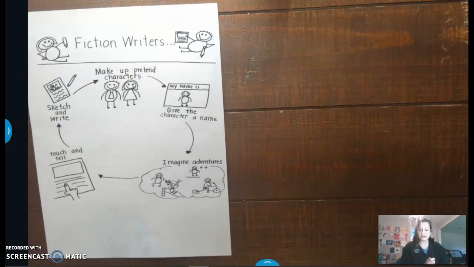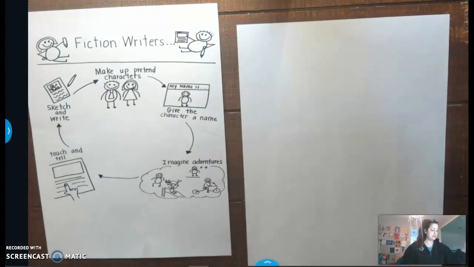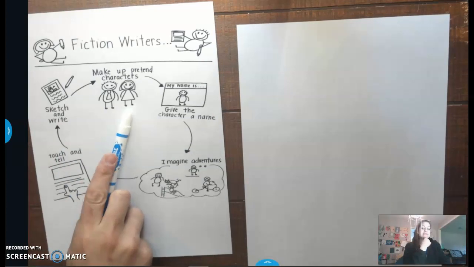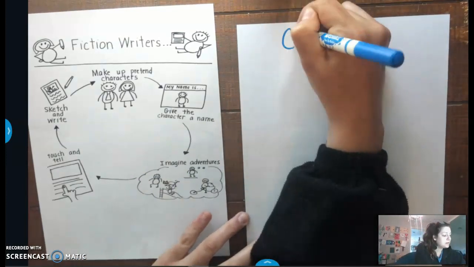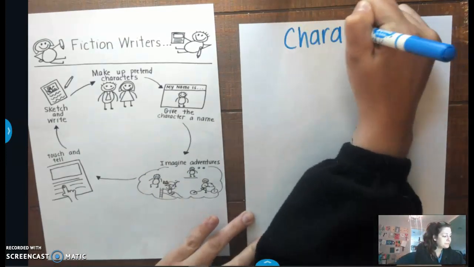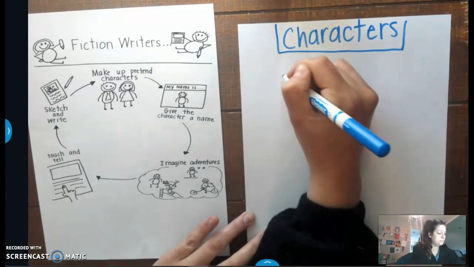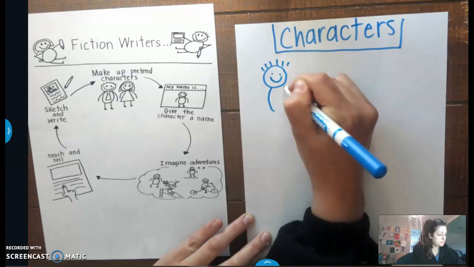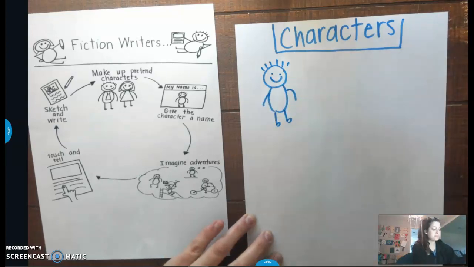Here I'm going to leave our anchor chart, and I'm going to walk you through it. So first, I'm going to come up with some characters. So I'm going to write my realistic fiction books about a boy. So here are my characters. Okay, so here I have my boy.